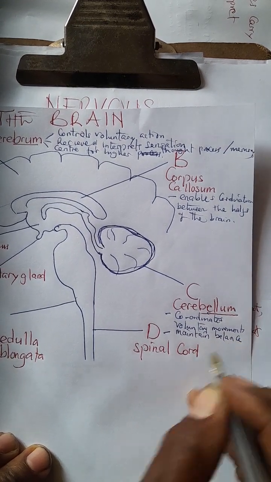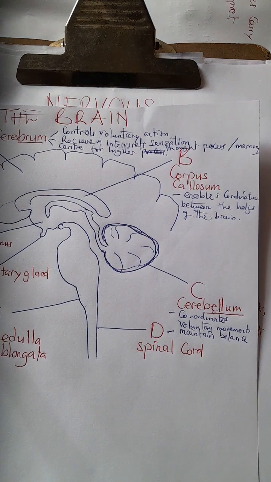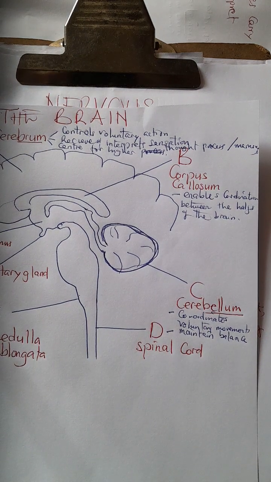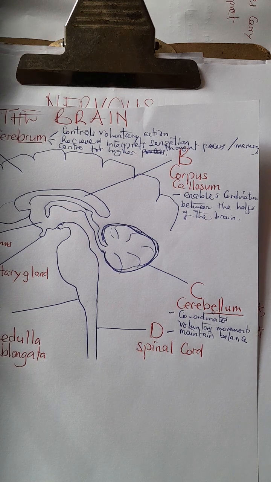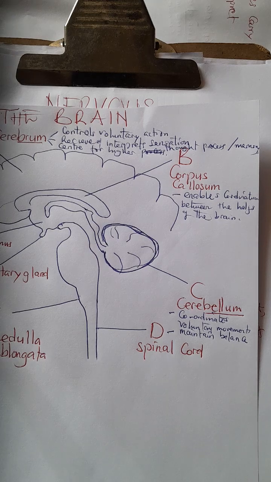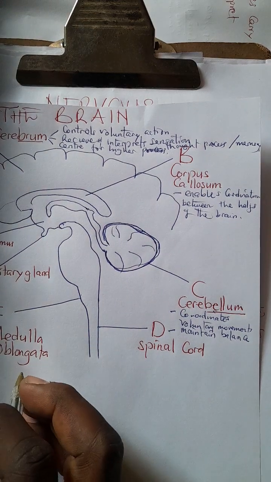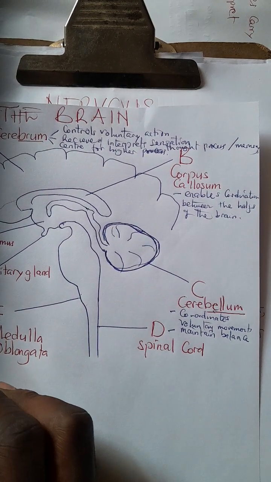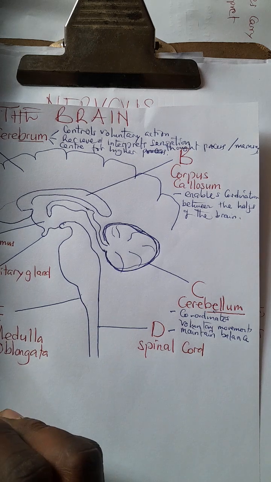Why do we walk and not fall? Because the cerebellum is always in coordination or in communication with your skeletal muscles, together with your ear, which we are going to talk about in the next lesson. Good. So then we have the medulla oblongata.